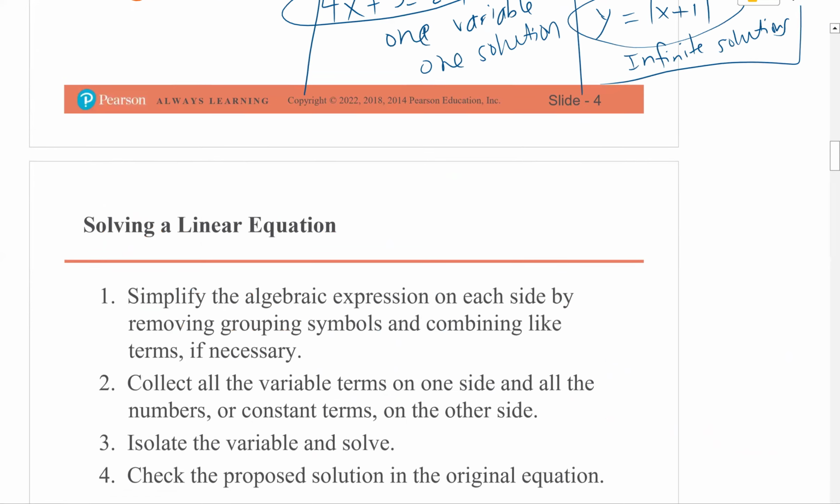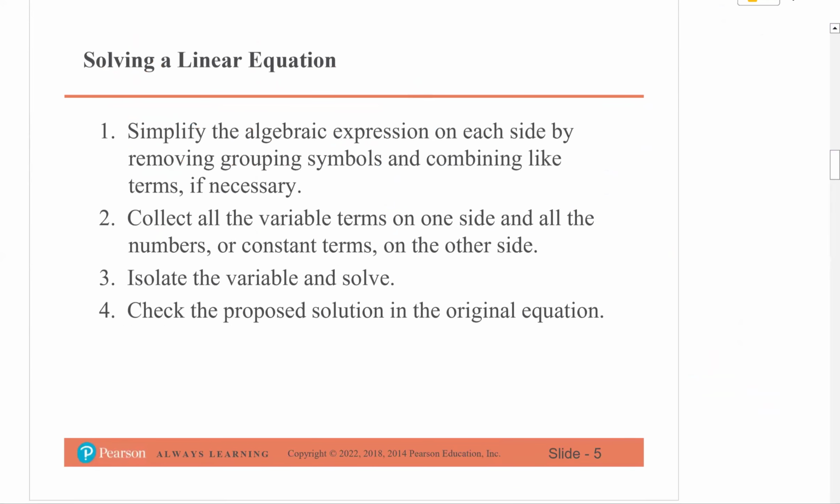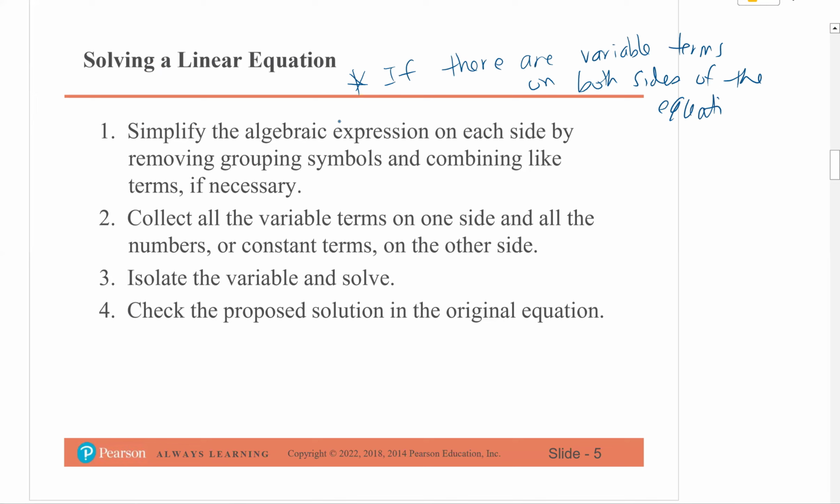All right, now we're going to solve a linear equation. I feel like we already did that. Oh, okay, never mind. This is if it's more complicated. This is if there are variable terms on both sides of the equation. This is kind of the complicated equations to solve. It feels like we already did this stuff in the P chapter, the prerequisite chapter, but maybe not.